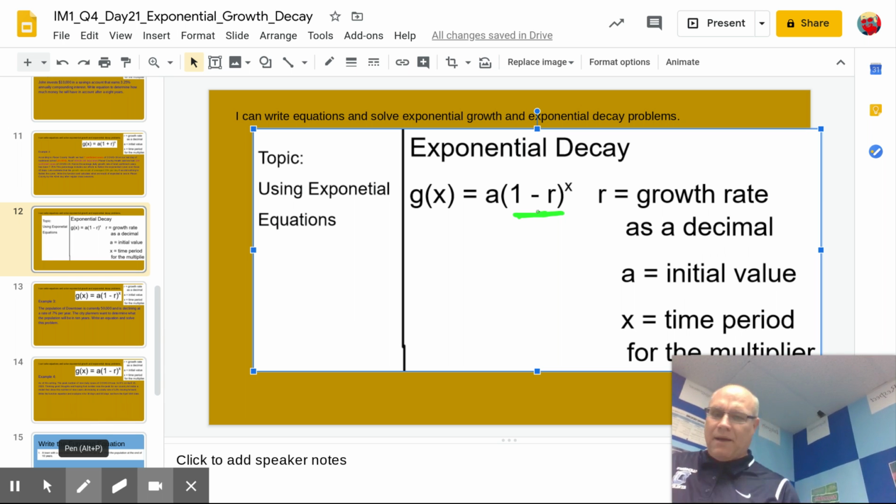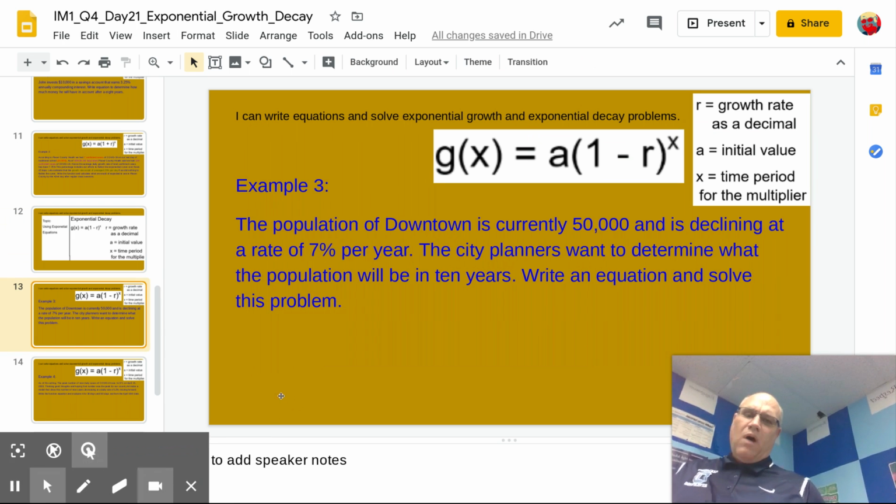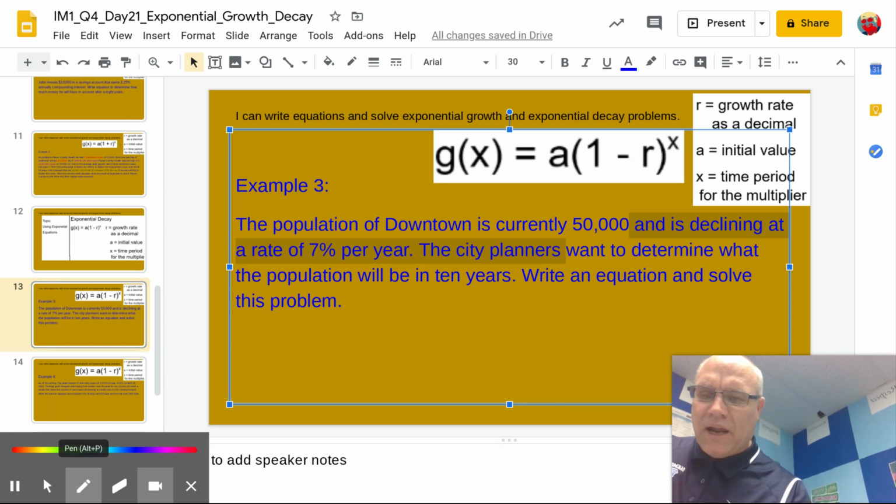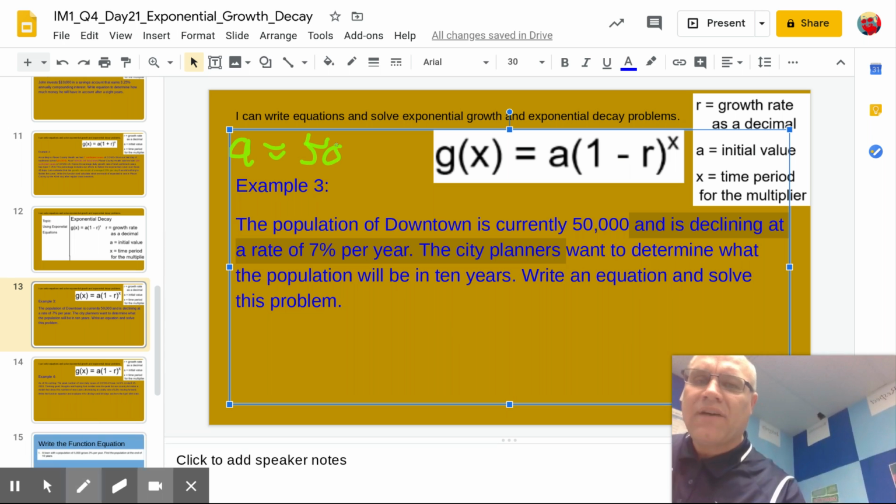All right, let's look at an example. The population of downtown is currently 50,000 people and is declining at a rate of 7% per year. The city planners want to determine what the population will be in 10 years from now. Write an equation and solve this problem. Okay, so what does the 50,000 represent? That's right. The 50,000 represents our initial value. That's the A. So A equals 50,000.